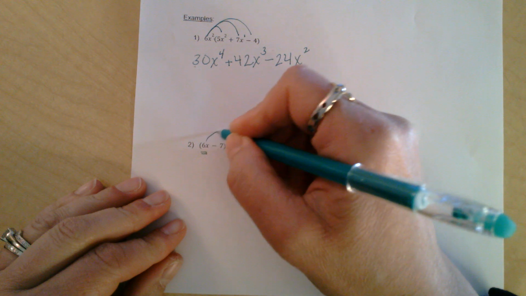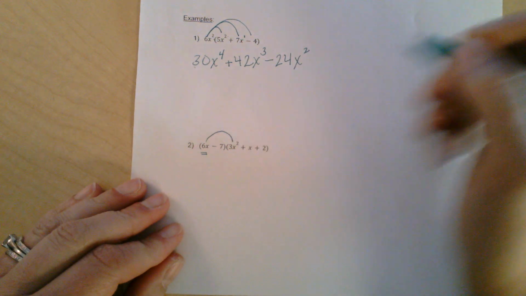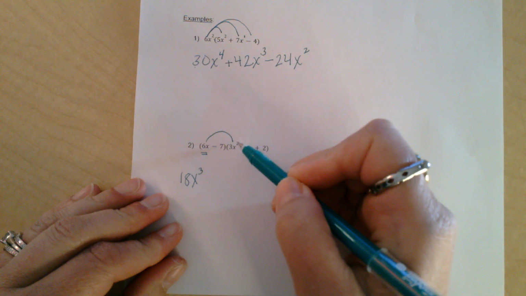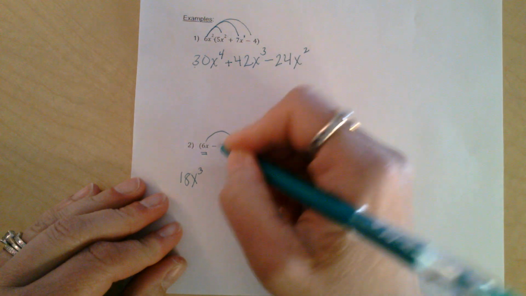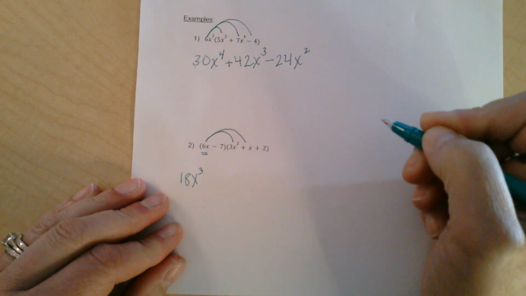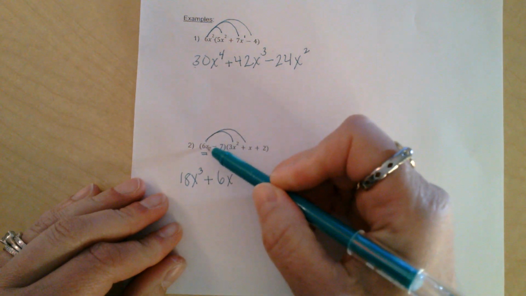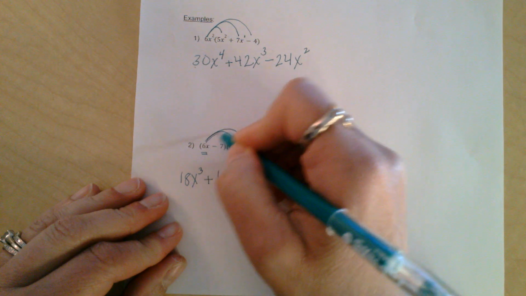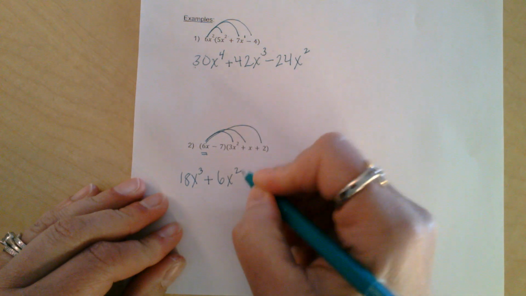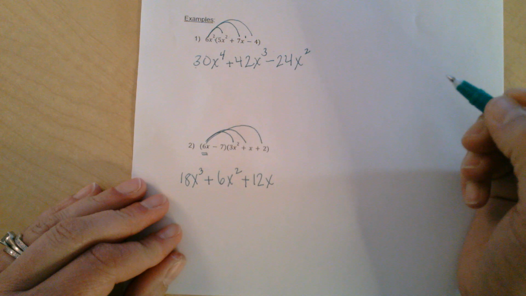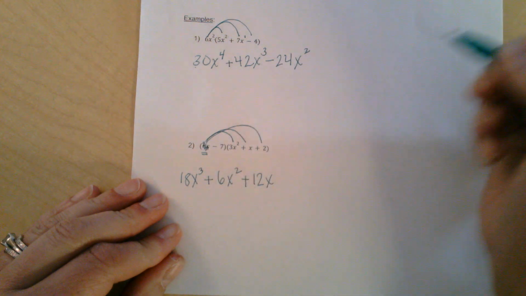So let's just take care of 6x times 3x squared. It's going to give us 18x to the third. Remembering we add the exponents, 2 plus 1 is 3. 6x times positive x is going to give us a positive 6x squared. X times x is x squared. And 6x times 2 is going to give us a positive 12x. Don't forget to bring that x down. Now that I took care of the 6x, I like to cross it out.